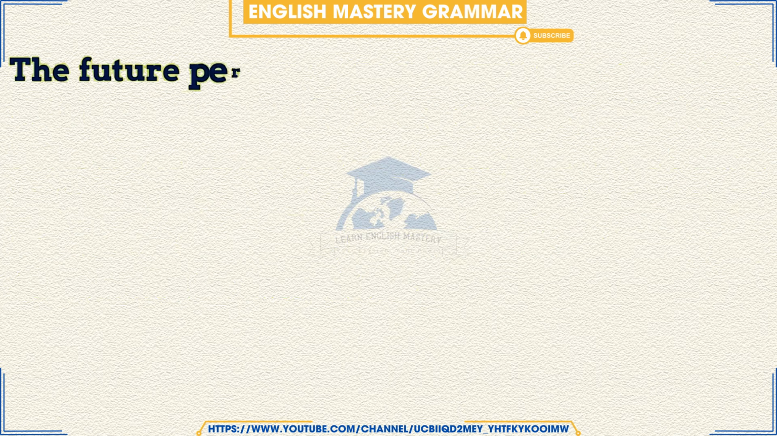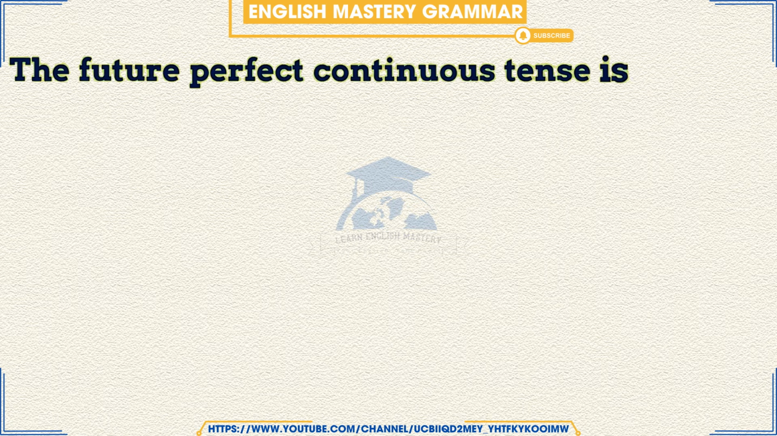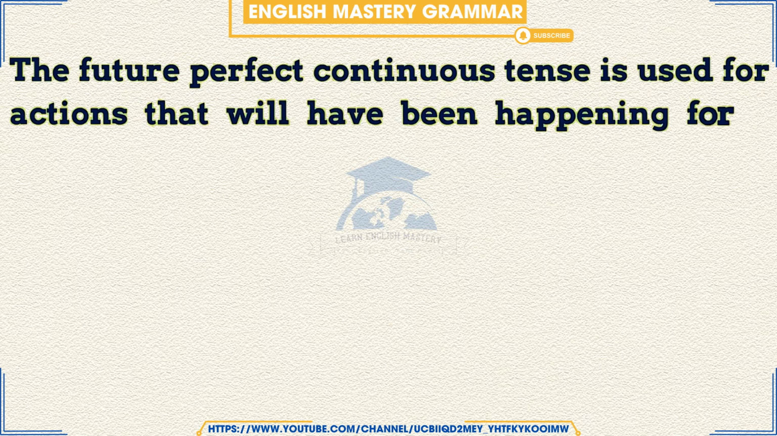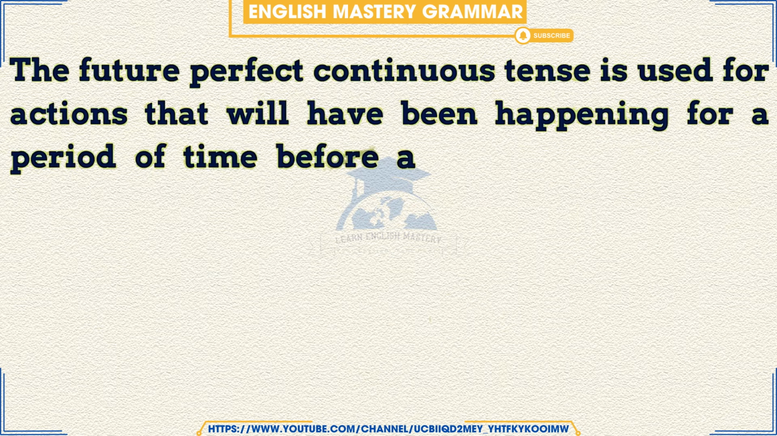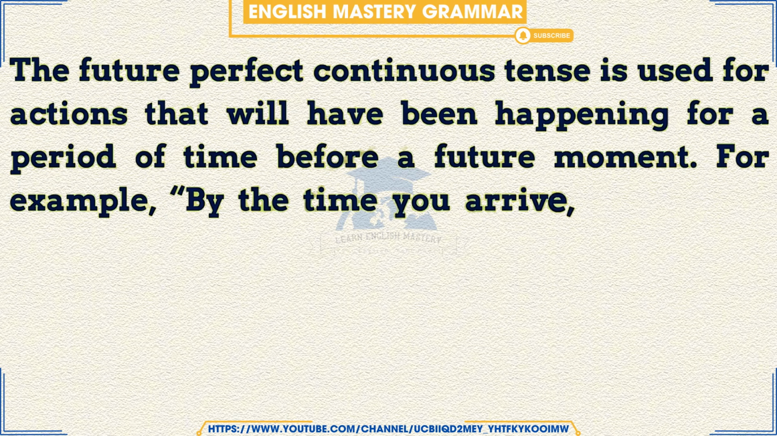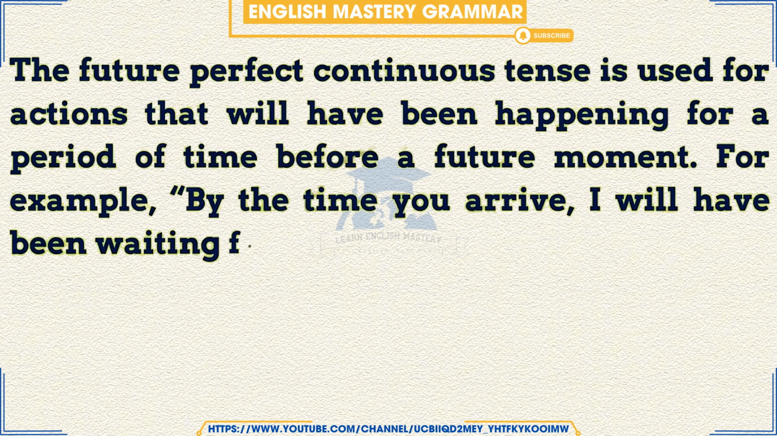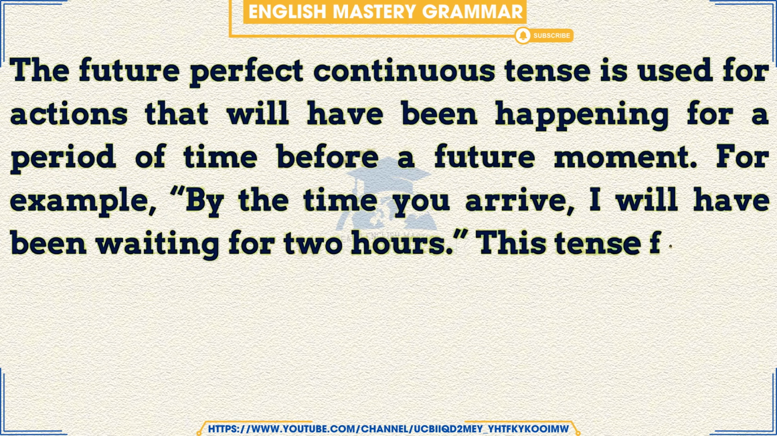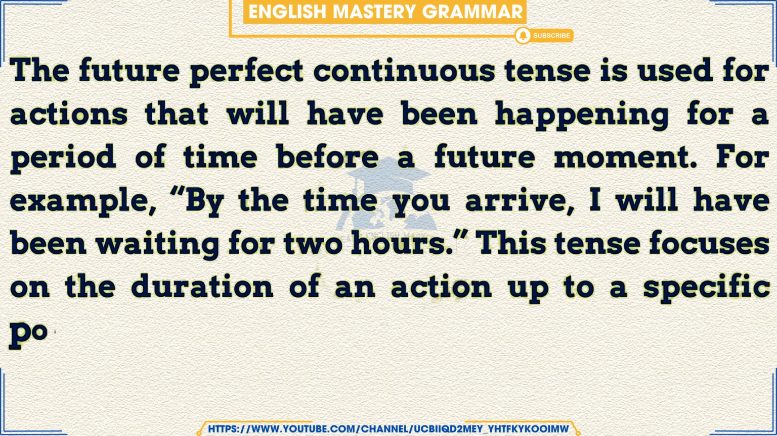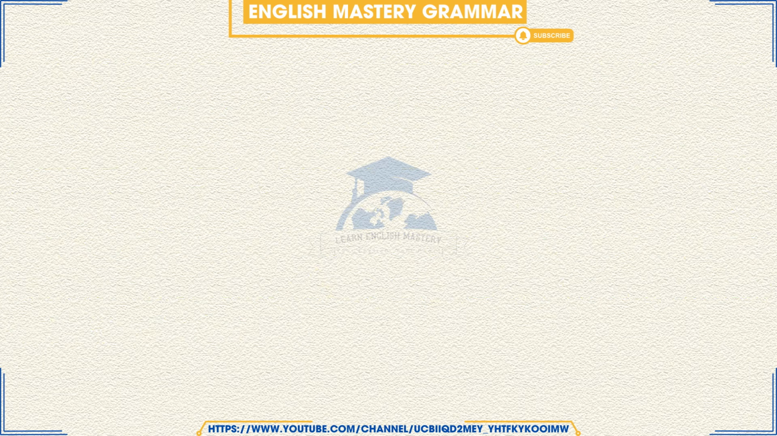The future perfect continuous tense is used for actions that will have been happening for a period of time before a future moment. For example, "By the time you arrive, I will have been waiting for 2 hours." This tense focuses on the duration of an action up to a specific point in the future.